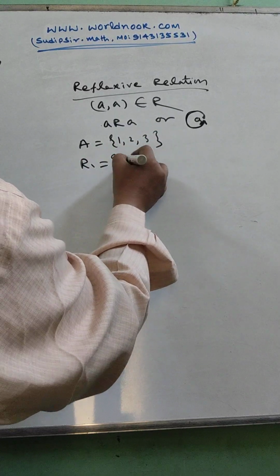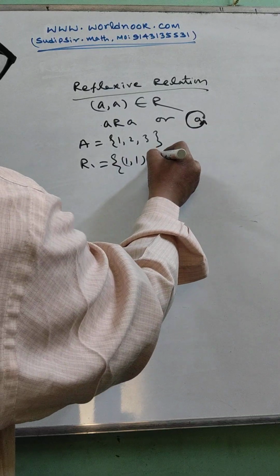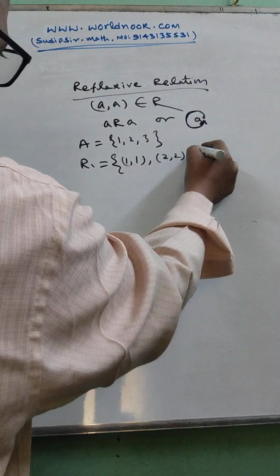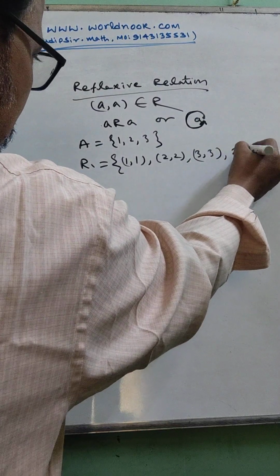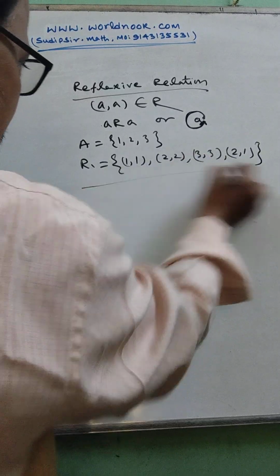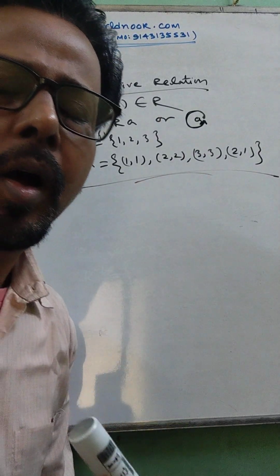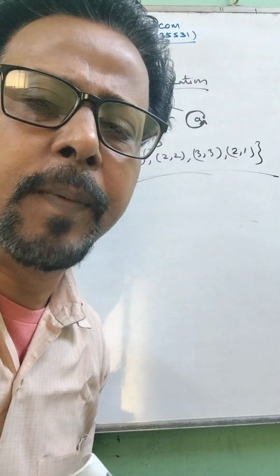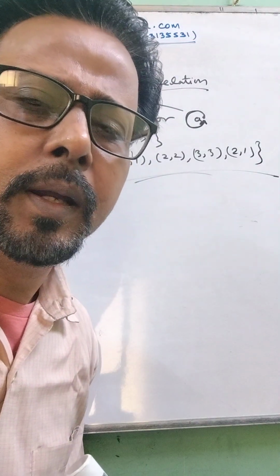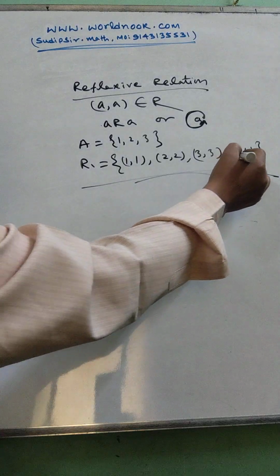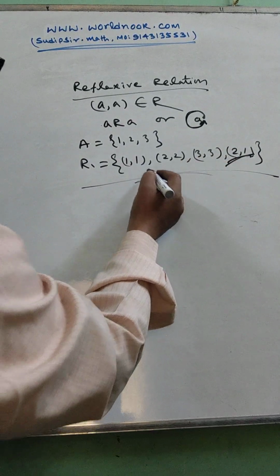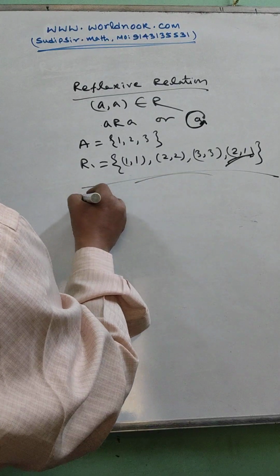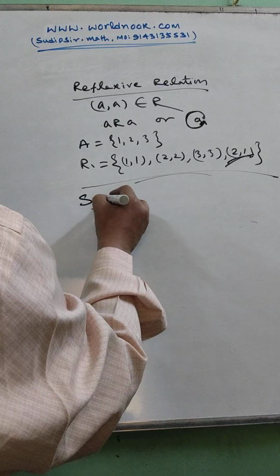R1, if it is (1, 1), (2, 2), (3, 3), with that maybe (2, 1), this is a reflexive relation. Remember, all identity relations are reflexive, but a reflexive relation may or may not be an identity relation. Due to this element, it will not be identity, but it is a reflexive relation.